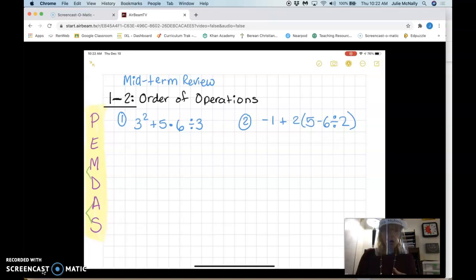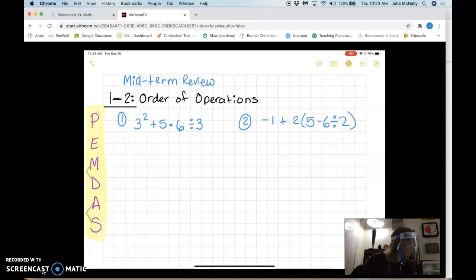So I'm going to go through these problems for you step by step. Write down everything that I write down. I tried to leave you enough space on the paper to fit everything. So here we go. So parentheses first. Does number 1 have any parentheses? Nope. Exponents next. Do we have exponents in number 1? No.